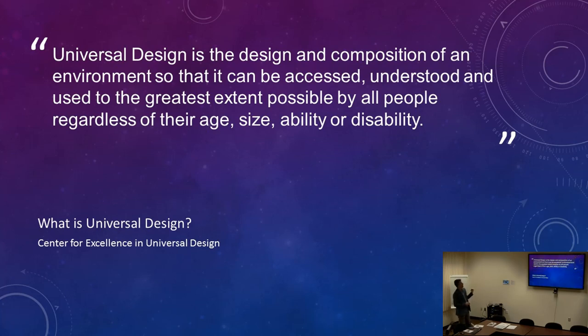Okay. So a specific definition then from the Center for Excellence in Universal Design is this. Universal design is the design and composition of an environment so that it can be accessed, understood, and used to the greatest extent possible by all people, regardless of their age, size, ability, or disability. What we're saying is we want as many people as possible to be able to use this thing.